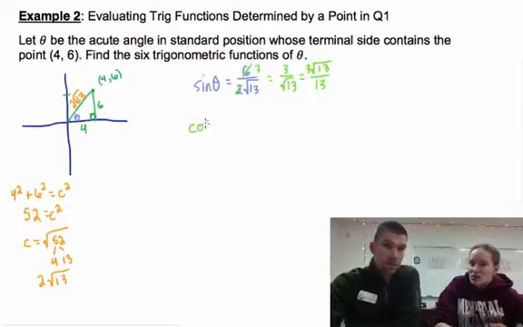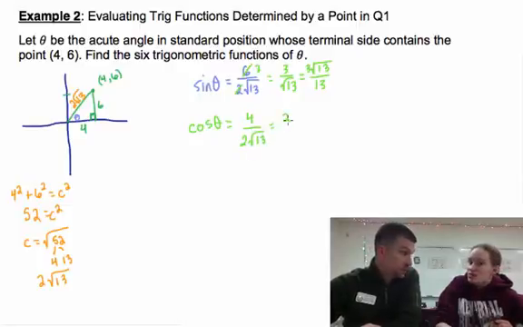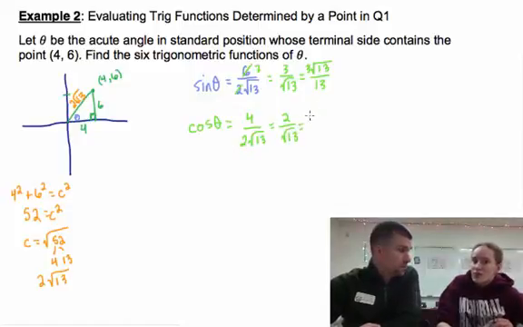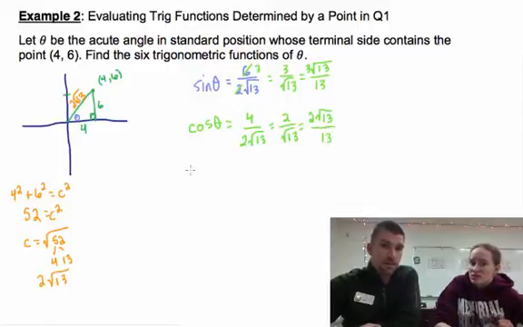And let's keep going. Cosine is going to be the adjacent side, which is the x-coordinate, over the hypotenuse: 4 over 2 square roots of 13. 4 and 2 also reduce. 2 over the square root of 13. You need to be able to reduce 4 and 2. You should catch that, because sometimes it's really helpful to reduce, especially in the long haul. Tangent, 6 over 4, which is 3/2.